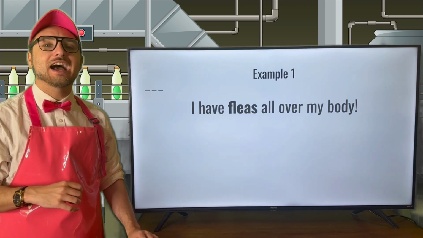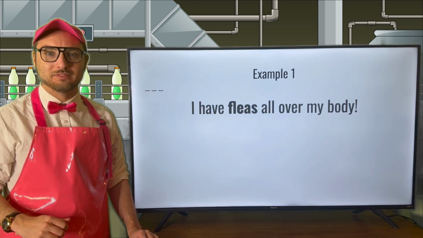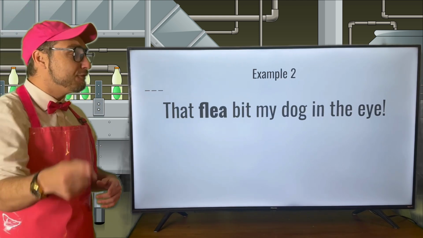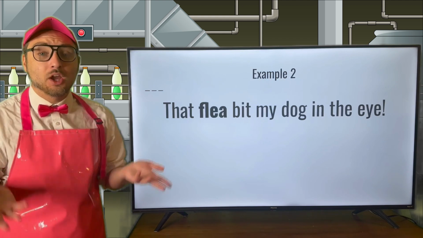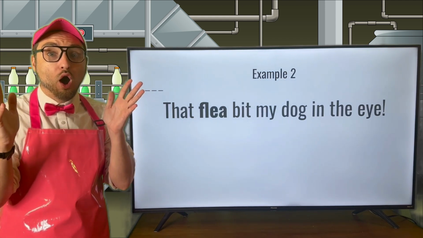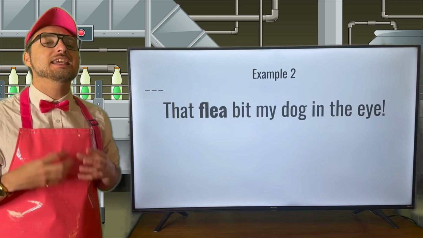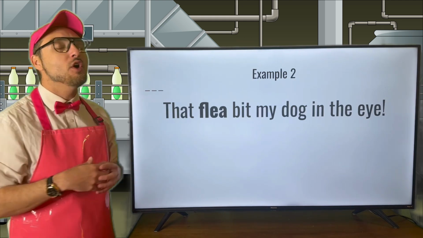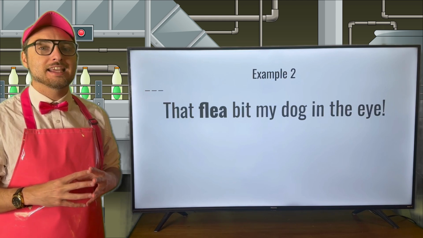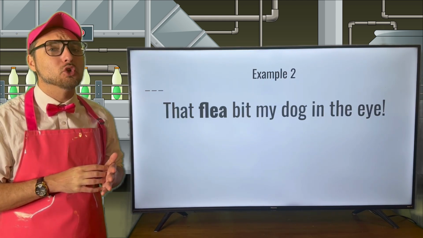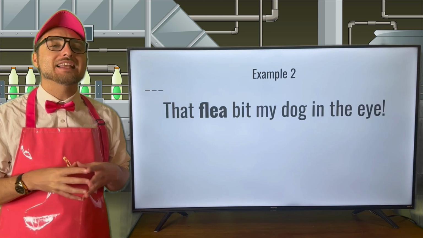Let's go ahead and look how it's used in another example. Here it is, used in another example. That flea bit my dog in the eye. Again, you're seeing flea, F-L-E-A, used as a noun, for it is an insect, and it is attacking my dog. Sorry, little Sparky. So that's flea.